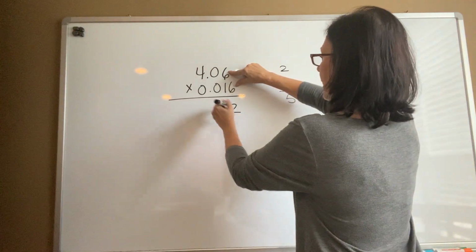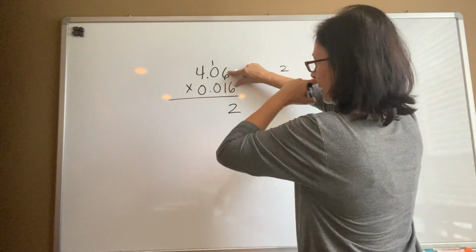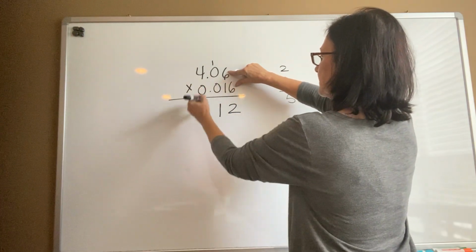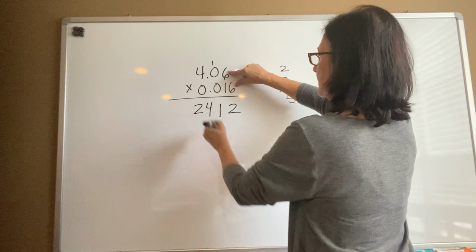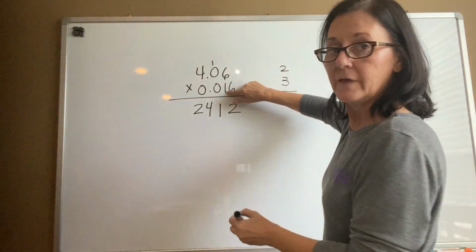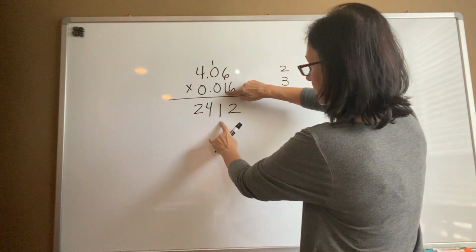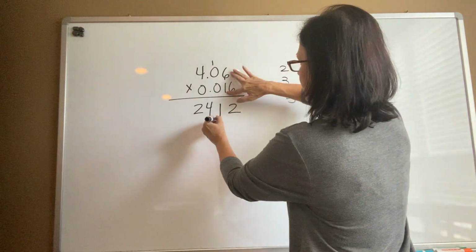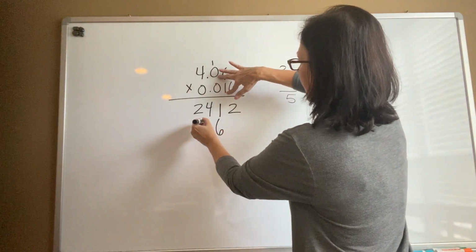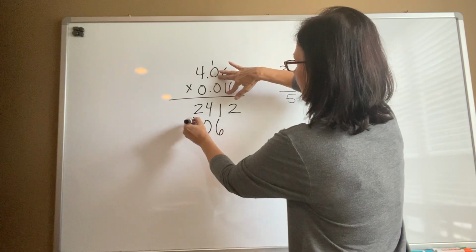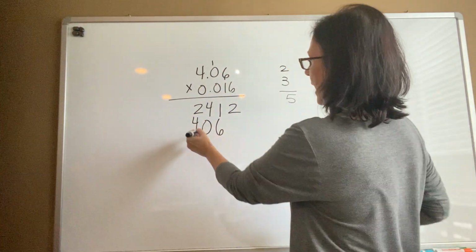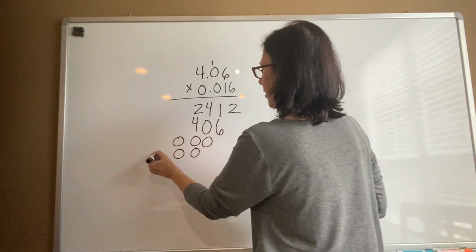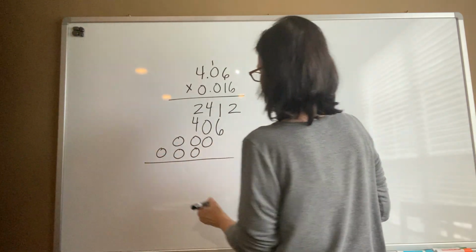So that's 12, carry my 1. 6 times 0 is 0, plus 1 is 1. 6 times 4 is 24. Now, I'm in this place, so I'm going to start when I multiply. I'm going to put it under this 1. 1 times 6 is 6. 1 times 0 is 0. 1 times 4 is 4. The rest are zeros, I don't have to multiply those out.